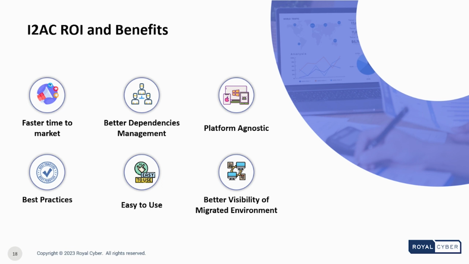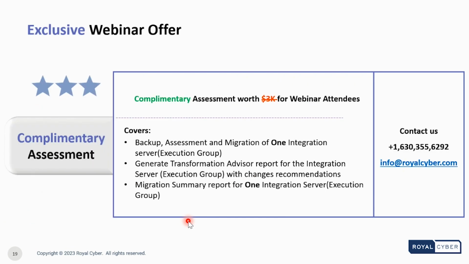And finally, better visibility of your migrated environments. The summary report is a game changer. It auto restarts the node behind the scenes. It shows you the health of each of the nodes and the servers and the applications running on top of it. All right, so those are some of the benefits.